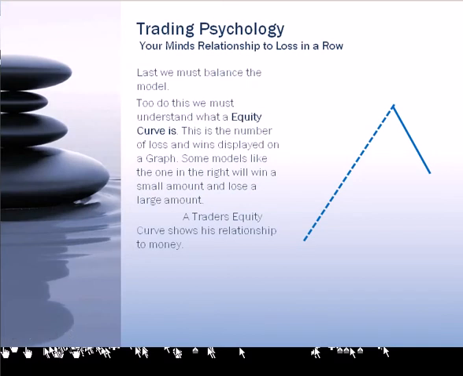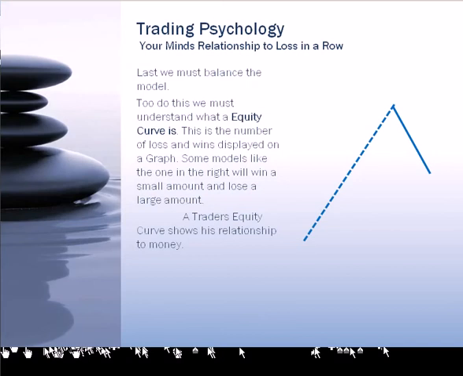Now, last, we must balance the model. To do this, we must understand an equity curve. This is the number of losses and wins displayed on the graph on the right. Some models, like the one on the right, will win small amounts. That's what the dashes are. $100, $100, $100, $100. And if they're left alone, will lose a massive amount.